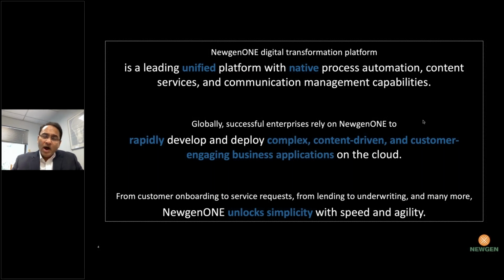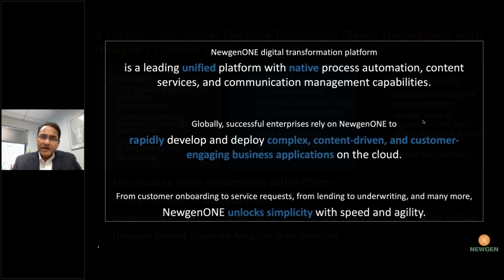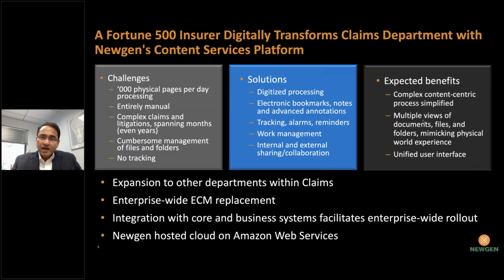Let's look at one case study. It is a Fortune 500 insurance company. This is a claims department which typically takes care of those lawsuits, the class action lawsuits, which run into months and years, and it primarily constitutes of the lawyers and attorneys, with some representation from the finance, some representation from other departments as well.